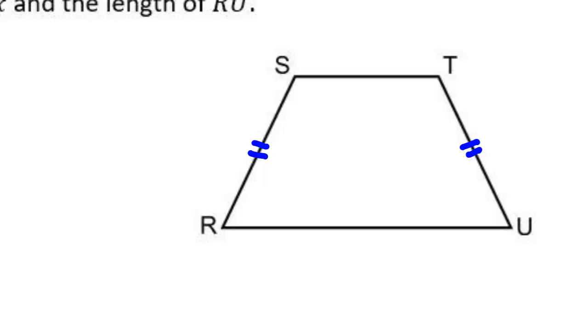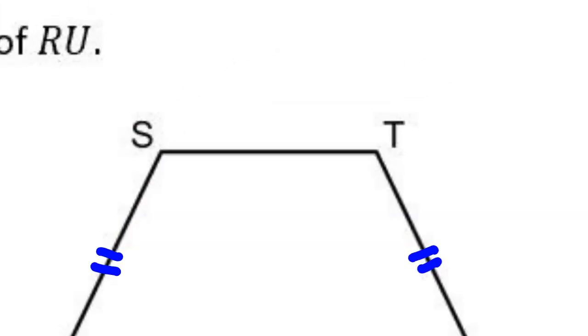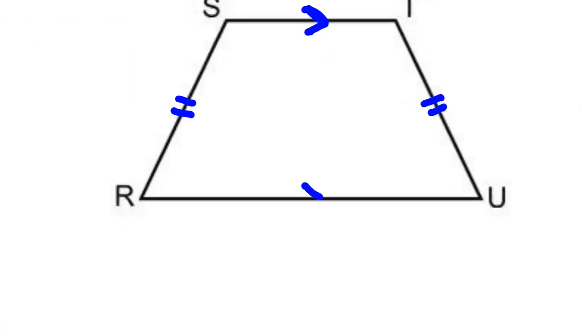And then what else do we know about an isosceles trapezoid? And this is true for all trapezoids. I know the legs are congruent, and I know what? The bases are parallel. We'll mark our midpoints here in just a moment. Where are the bases on the picture? Top and bottom, ST and RU. So those would be my parallel sides. Those are the bases.